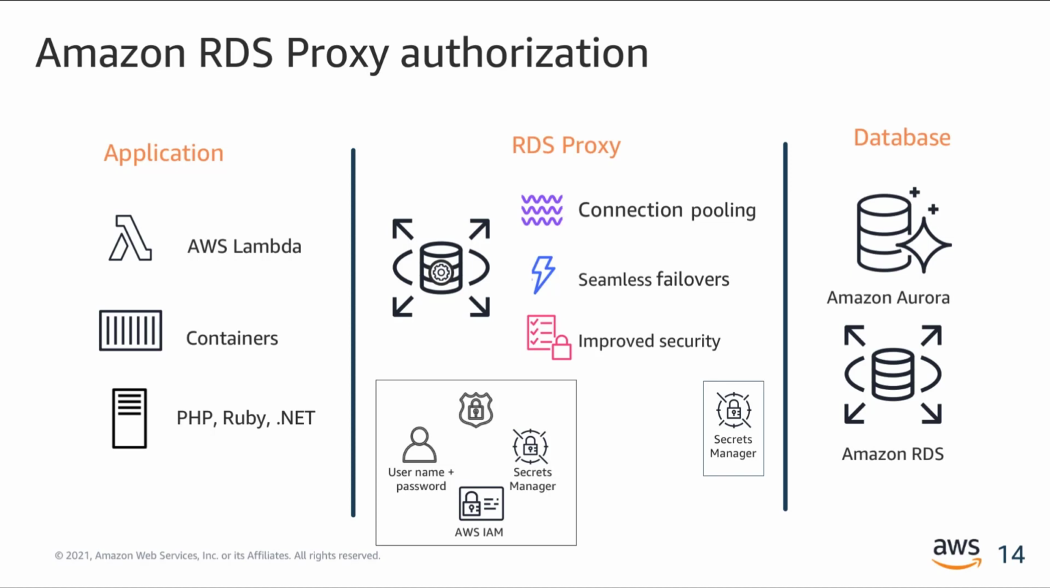Another added layer of security control is that you can use IAM authentication with RDS Proxy. It is much more secure than connecting with a username and password. Once you get authenticated with RDS Proxy with any of the above methods that I mentioned, RDS Proxy will get the credentials from Secrets Manager and connect to the database.